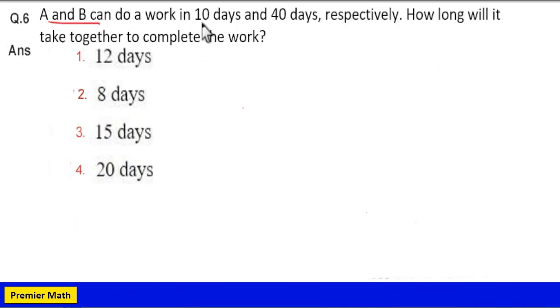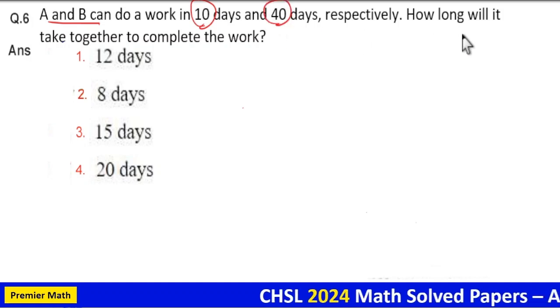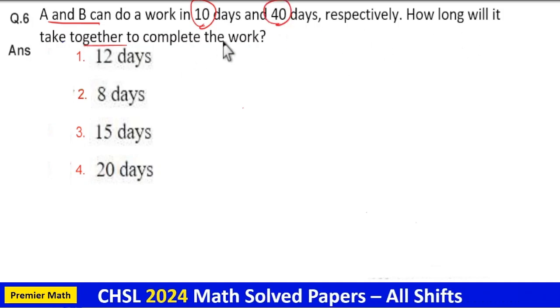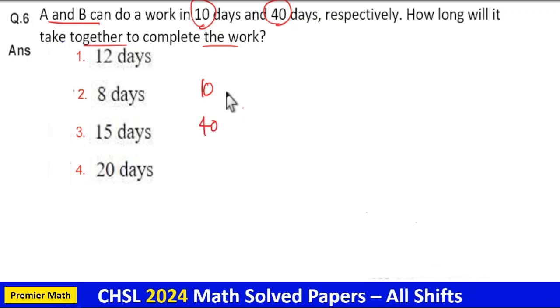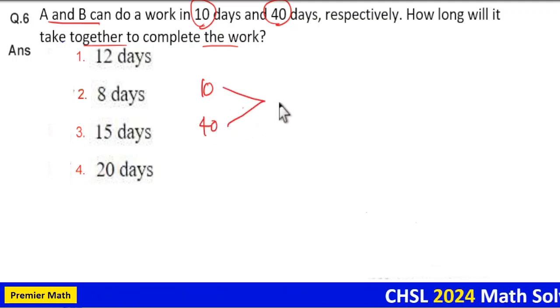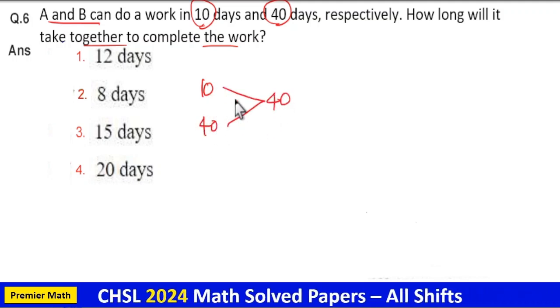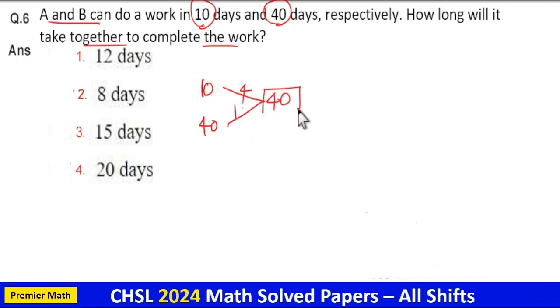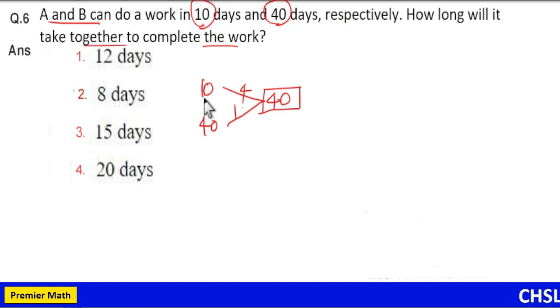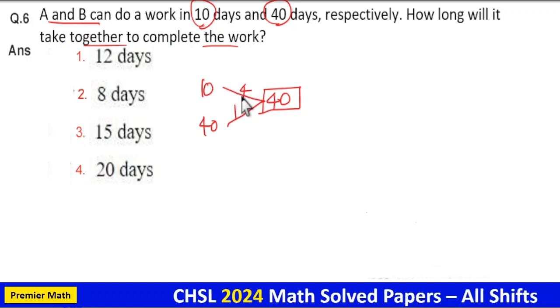A and B can do a work in 10 days and 40 days respectively. How long will it take together to complete the work? A takes 10 days and B takes 40 days to complete the same work. Now take the LCM of the days as the total work. LCM is 40. 10 goes 4 times in 40. 40 goes 1 time in 40. The meaning of this is that 40 units is the total work. A can finish 4 units of work in a day.